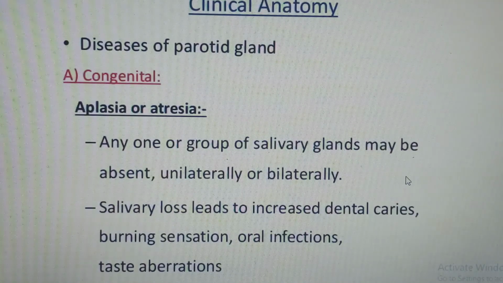If that happens, there will be increased dental caries, because saliva helps remove the particulate matter which may lodge in between the teeth. Of course there will be decreased taste, because there should be dissolution of the chemical for taste to actually be sensed by the taste buds. The neuroepithelial cells of the taste buds, we actually look at those when we look at the tongue.